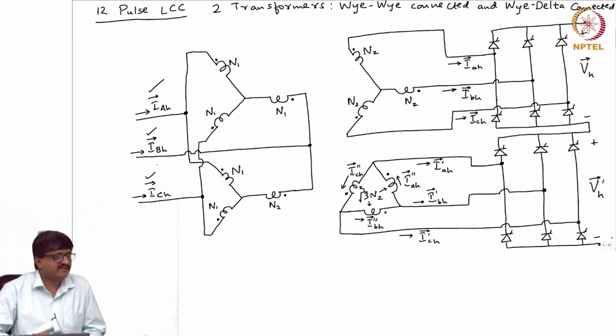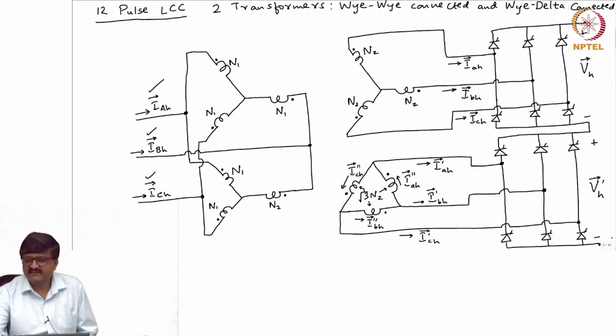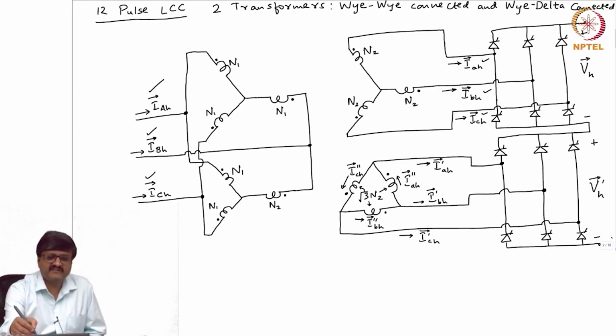We will show that there are some harmonics that get eliminated in these currents which are actually present in these currents. So, there are these currents which are fed to the individual 6 pulse LCC, and there are some harmonics that get eliminated in the currents that are fed to the entire 12 pulse LCC. So, that is something which we are going to establish.